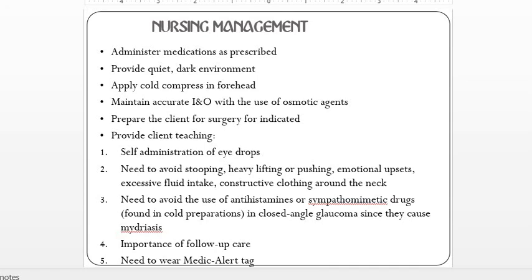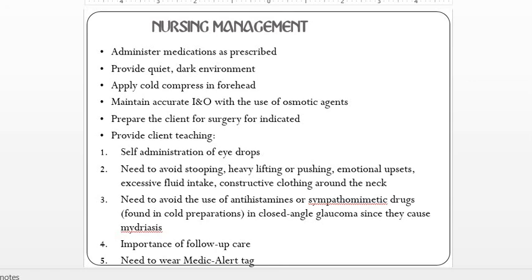Need to avoid stooping, heavy lifting or pushing, emotional upsets, excessive fluid intake, and constrictive clothing around the neck. So these are the factors that may exaggerate the condition. So we need to tell them to stop this kind of activities.